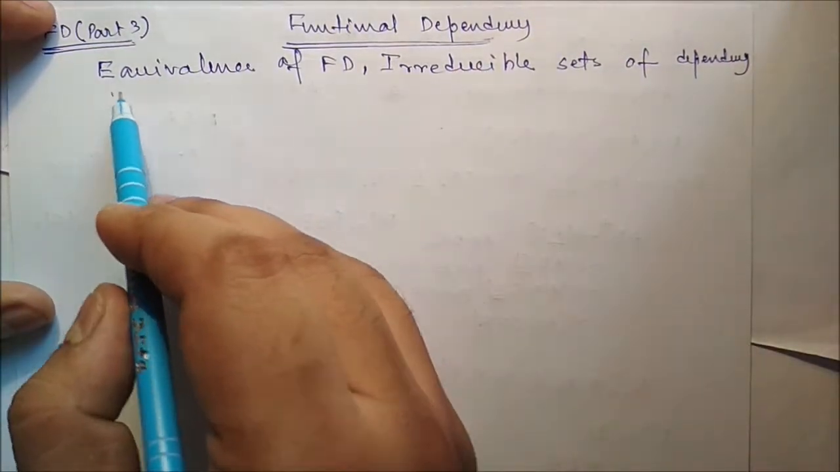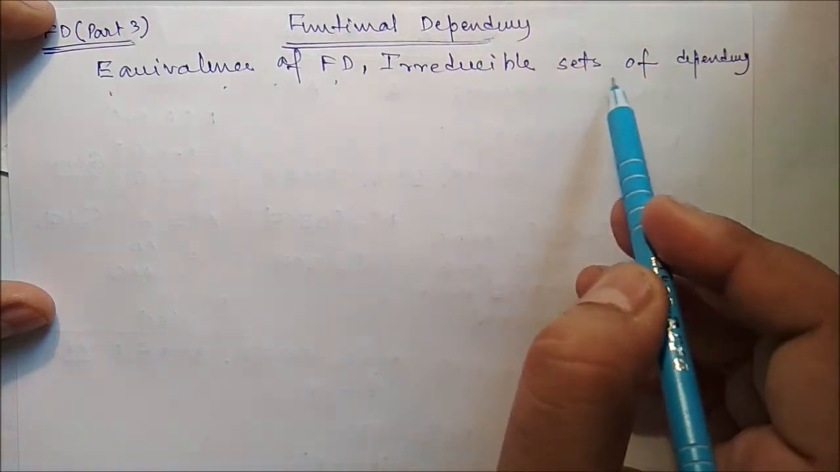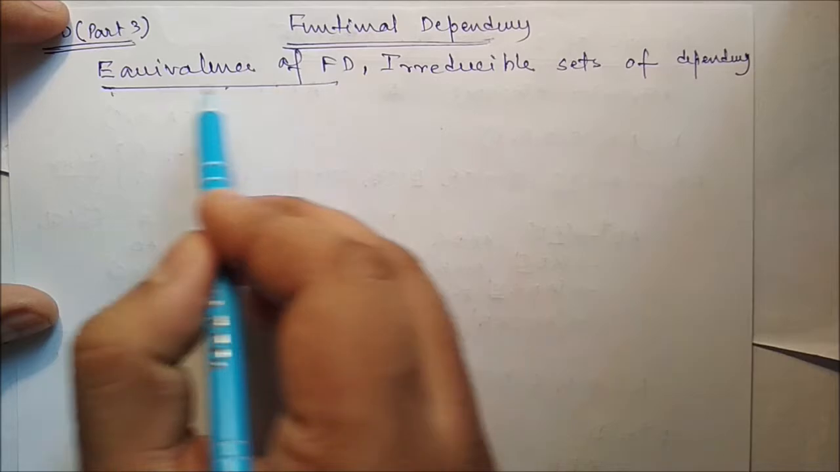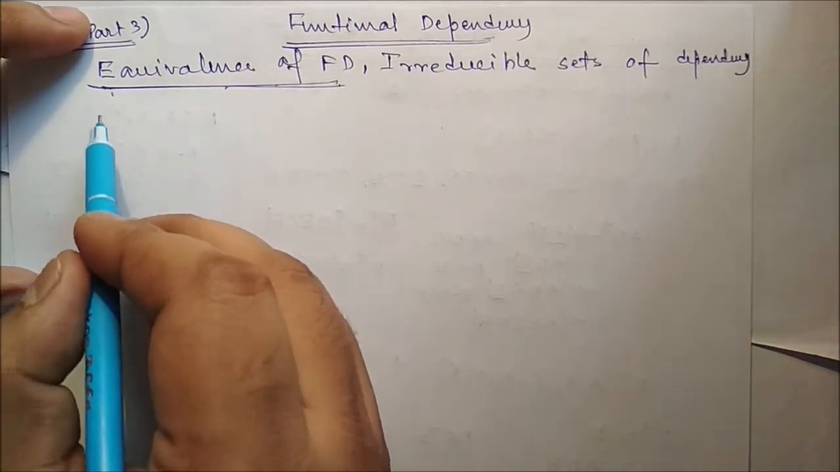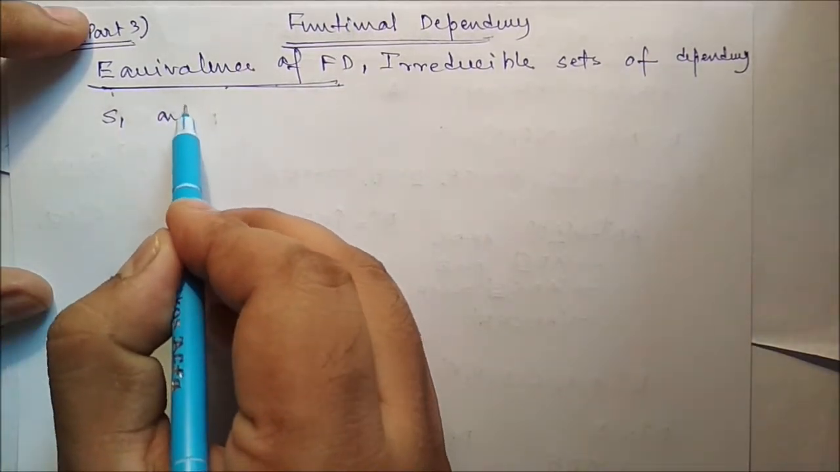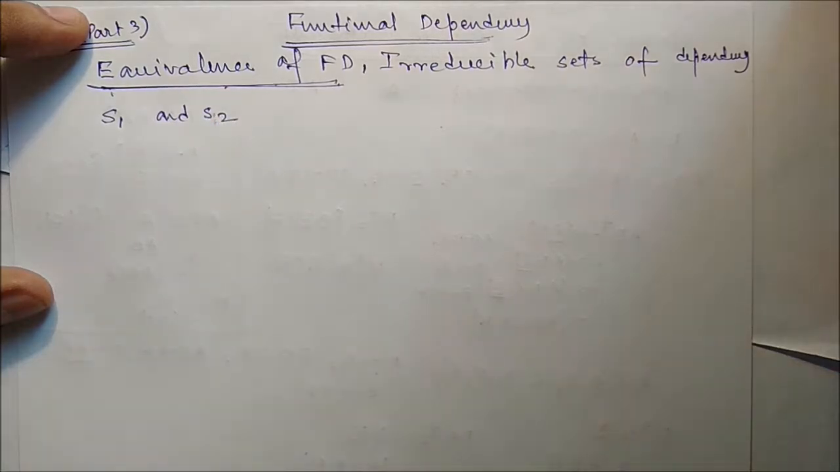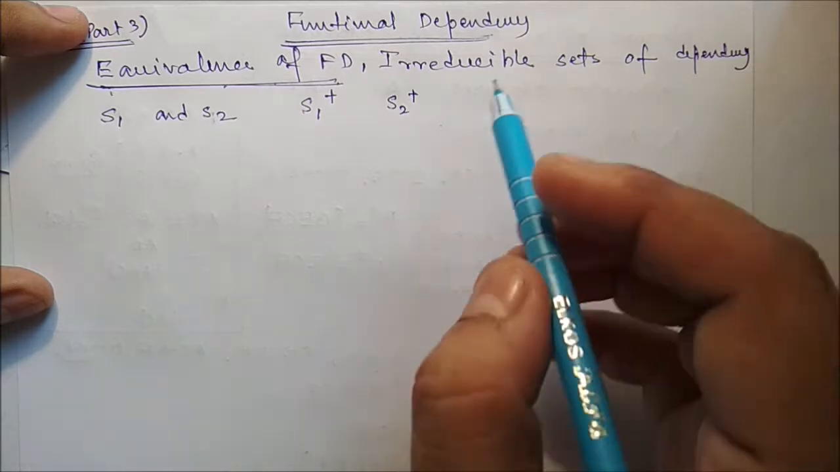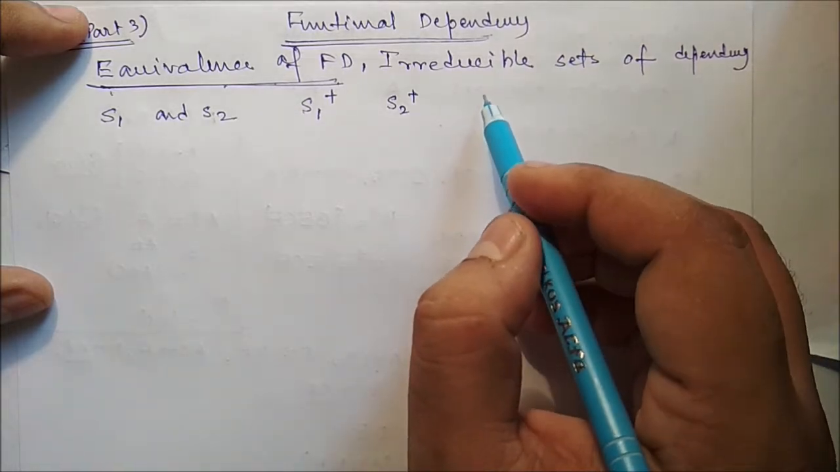Friends, in this video we'll talk about equivalence of FD and irreducible sets of dependency. First we'll talk about equivalence of FD. Let S1 and S2 be two sets of FDs. If S1 closure is a subset of S2 closure, then we can say S2 is a cover of S1.